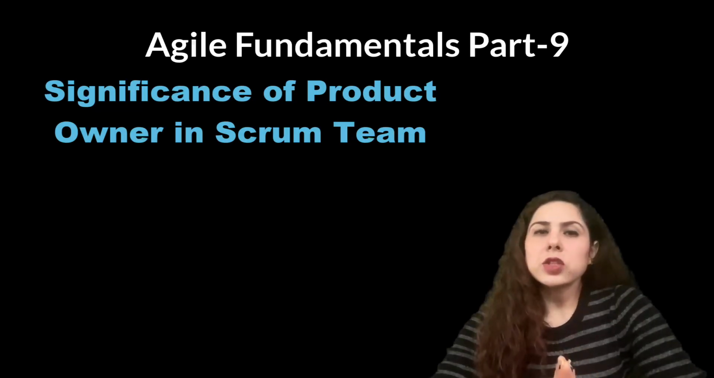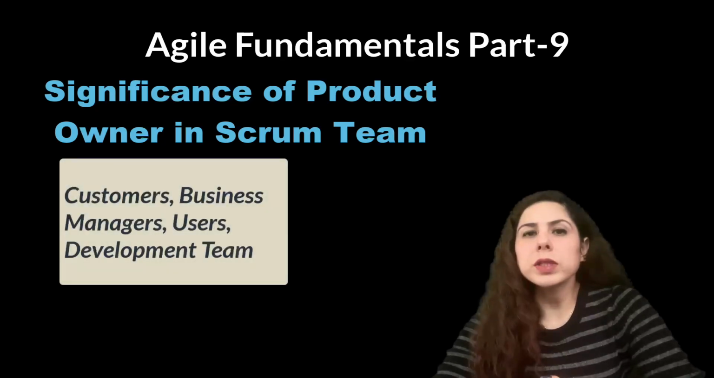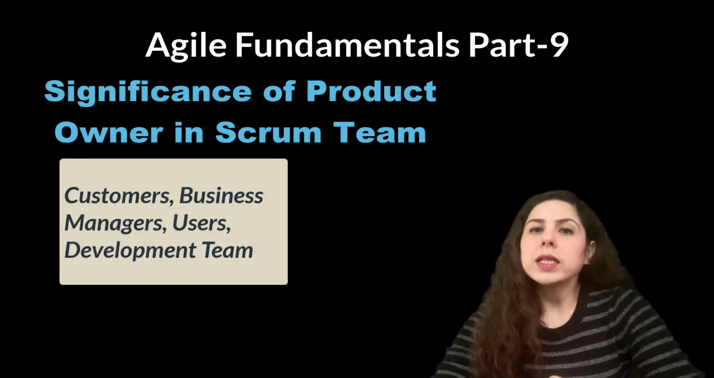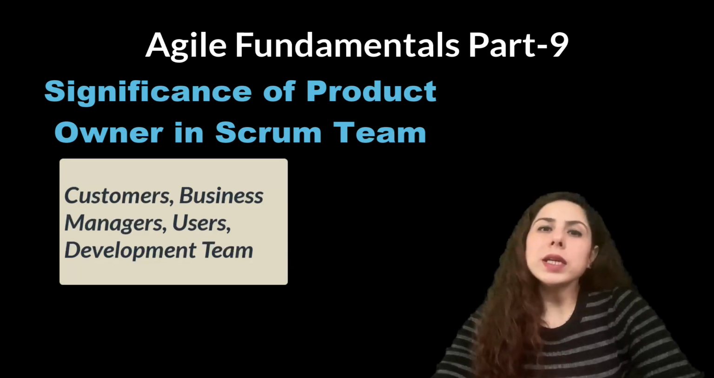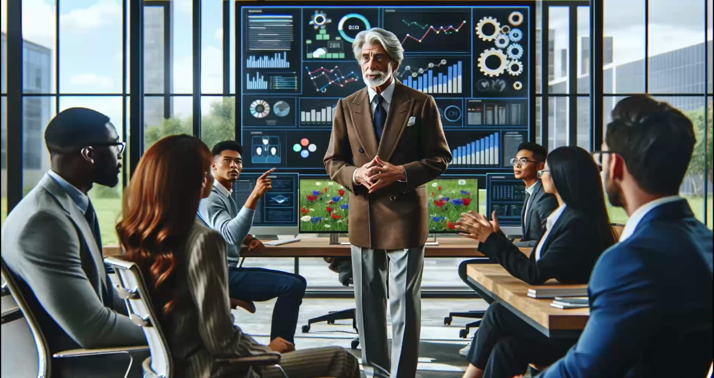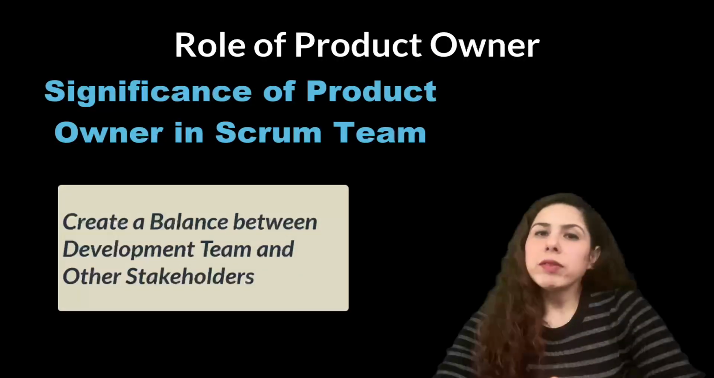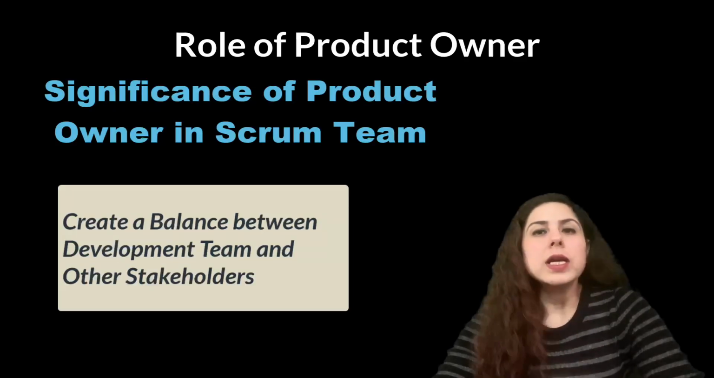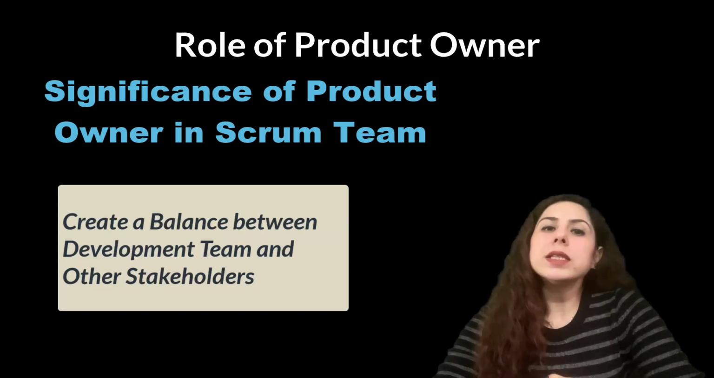Yes, it is necessary to have a product owner in the team. A Scrum team cannot survive without a product owner. They communicate with the stakeholders, including customers, business managers, users, and the development team. They ensure that the team is always working on the most valuable tasks. Another very important aspect of this role is that the product owner needs to create a balance between the two sides, the development team and the business managers. They know that the product development should be done as soon as possible. Still, they need to maintain a sustainable pace for the development team so that the team stays motivated.